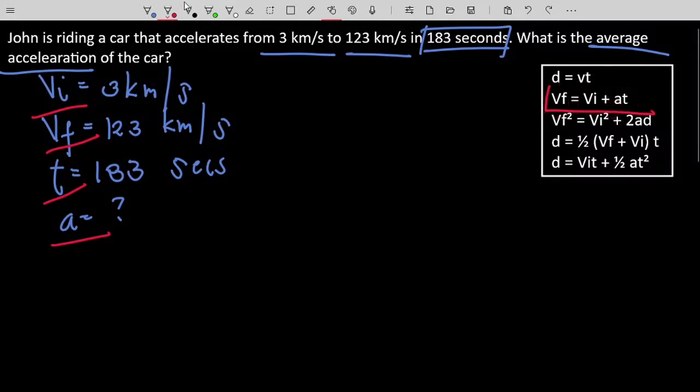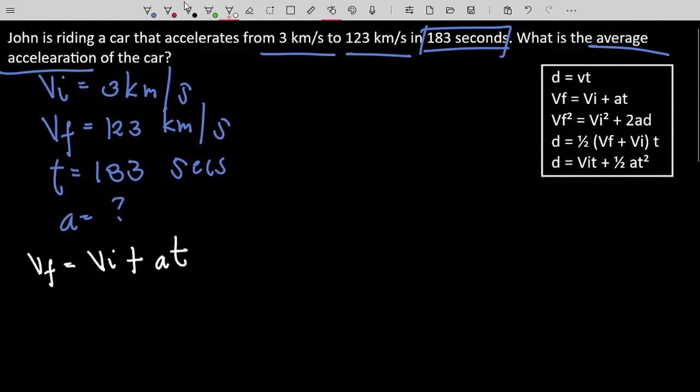So let's rewrite the formula. Again, final velocity is equal to initial velocity plus acceleration multiplied by time. Now let's rewrite the given values. Final velocity is 123 and the initial velocity is 3 plus your acceleration, and your time is 183.